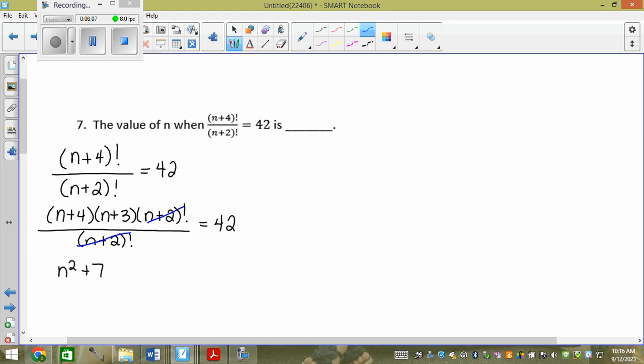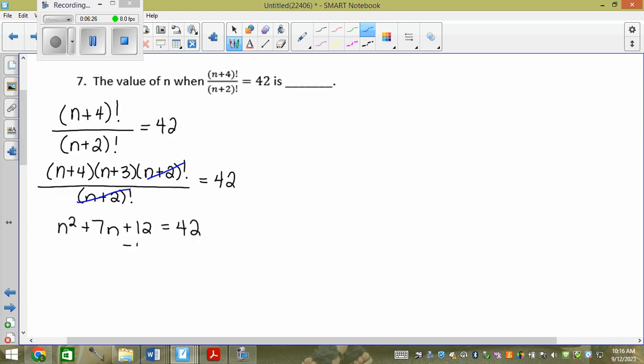If you do that in 2 steps, no big deal. And then 4 times 3 is 12. Equals 42. This is grade 11 math now. This has nothing to do with grade 12, actually. What do I have to do? I have a squared. I have a quadratic. I always have to do what in order to solve a quadratic? Make it equal to 0. Make it equal to 0. Subtract 42. Yes.